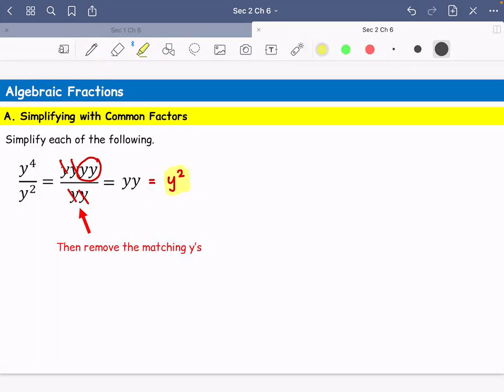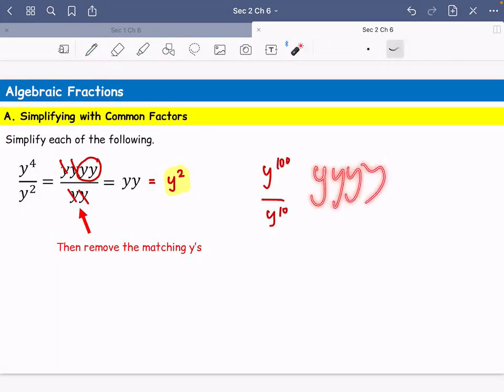Now, what if it's y raised to 100 over y to the 10? Do we need to write 100 y's and 10 y's? No, right? So how do we do this in the easiest way? What do you think? What did we do with the indices? What do you think we did to get 2? Just divide the numbers, like the answer is y10.